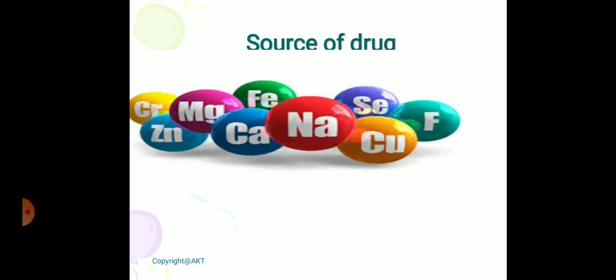Then there are so many minerals seen in nature that we use as drugs, like calcium or magnesium or even iron, iron for iron deficiency anemia, calcium for osteoporosis or calcium deficiency or during increased requirement like pregnancy or lactation. So just note down a few examples: calcium or iron or sodium.